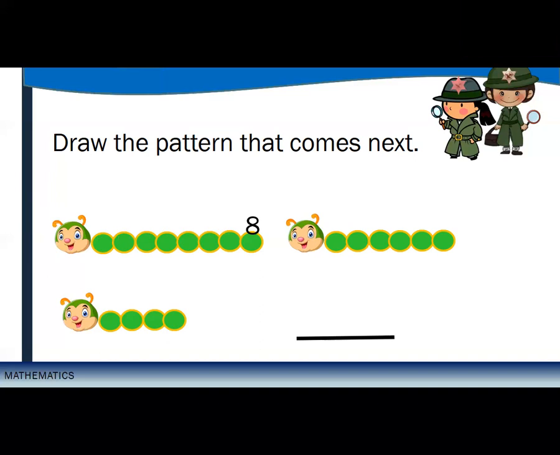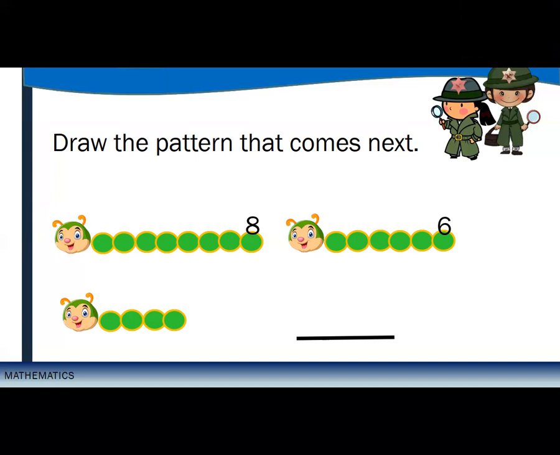Now, let's check the ovals on the second caterpillar. Count with me, boys and girls. 1, 2, 3, 4, 5, 6. There are 6 ovals on the second caterpillar.